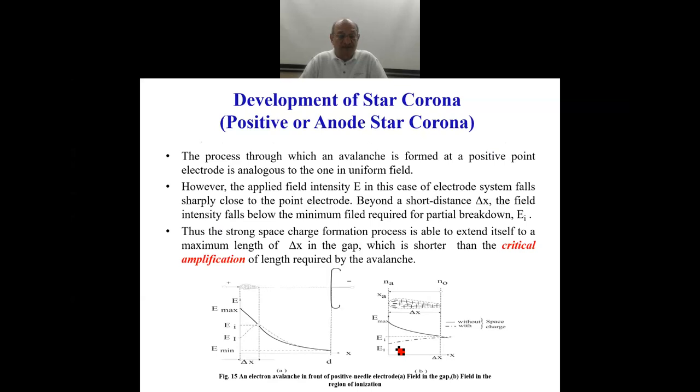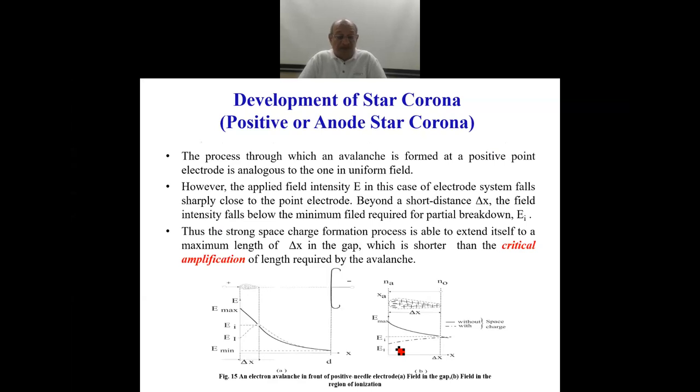We have learned that. So the process through which an avalanche is formed at a positive point electrode is analogous to the one formed in uniform field. We have learned how, when there is an availability of an initiatory electron, you apply the field, the electron gains kinetic energy, and it makes further ionization. Because of the velocity, impact ionization takes place, and that develops in the form of an avalanche, as we have learned.